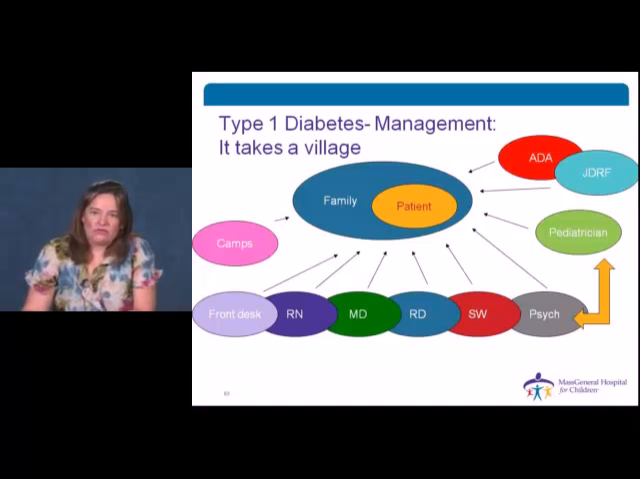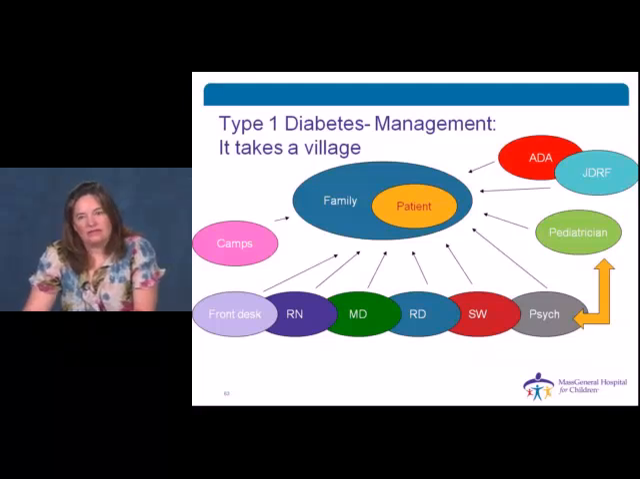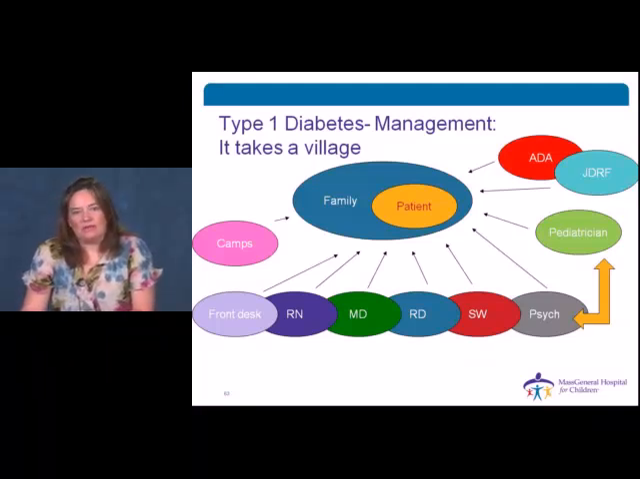Organizations: the JDRF, which focuses on type 1, and the ADA, which focuses on all diabetes but does have, in many states, an active type 1 diabetes arm. And the camps in the summer are so great for patients feeling connected and learning about how to take care of diabetes and becoming more independent and just having fun.